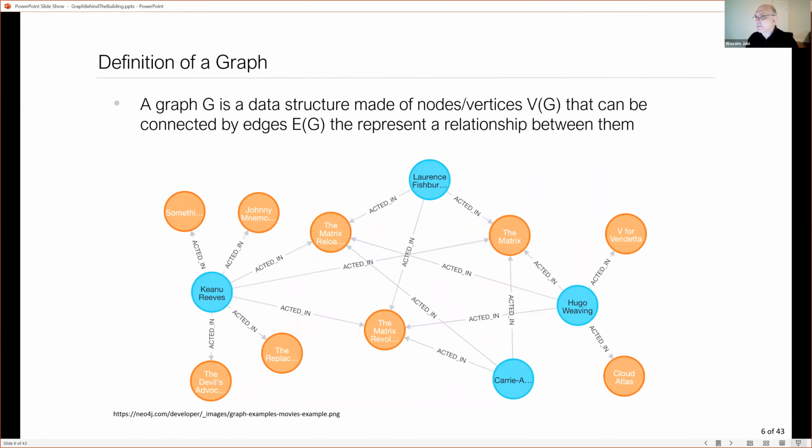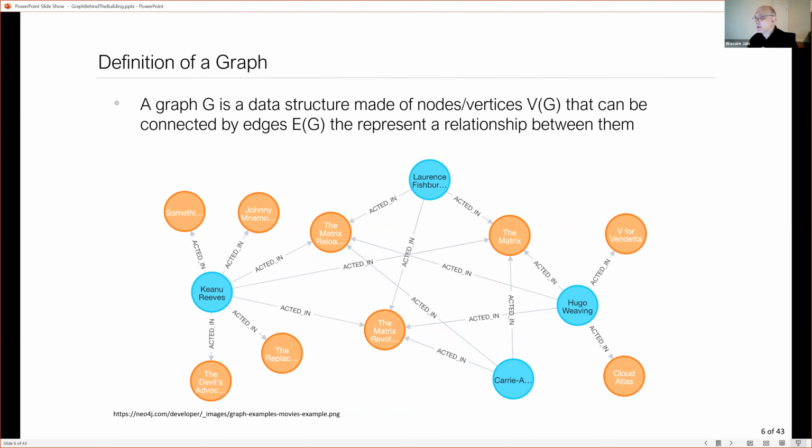So what is a graph? Let's start with the basics. A graph is a data structure. Obviously, it's made out of nodes, or what we call vertices, that are connected by edges, or at least some of them can be connected by edges, some of them can be isolated. And those edges represent a relationship between them.